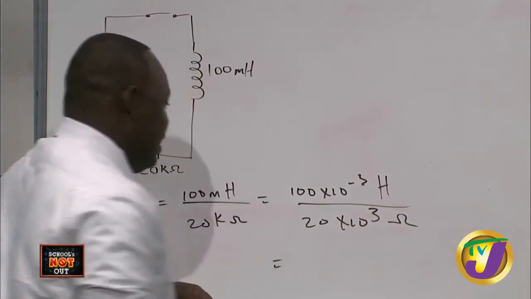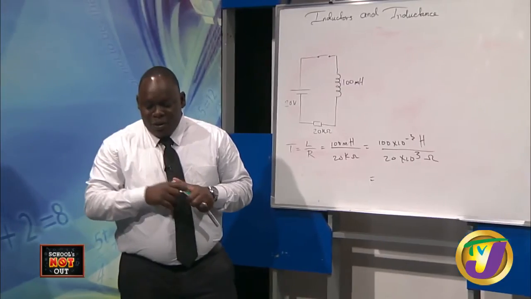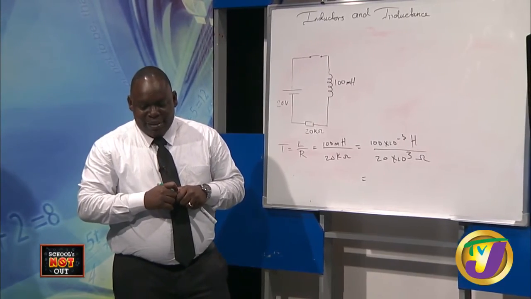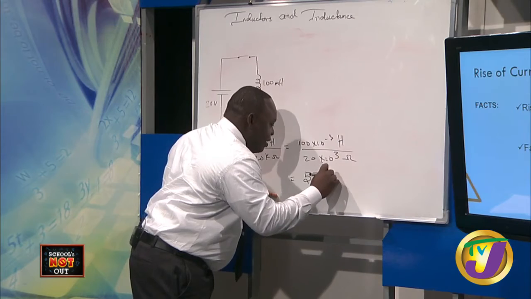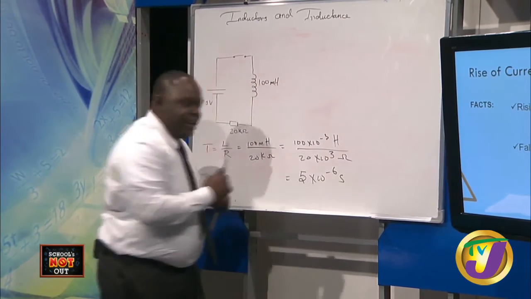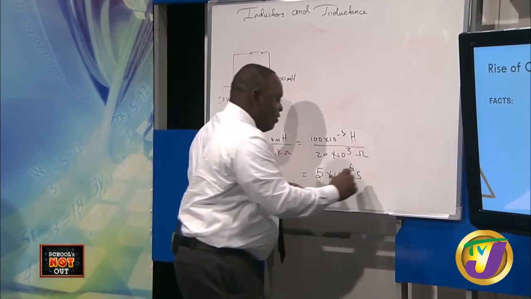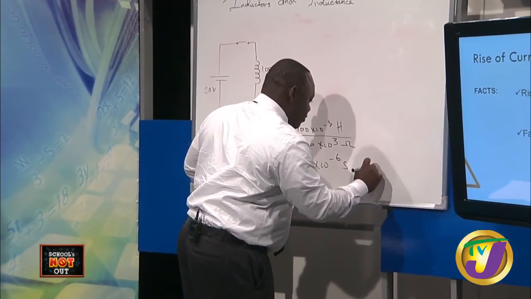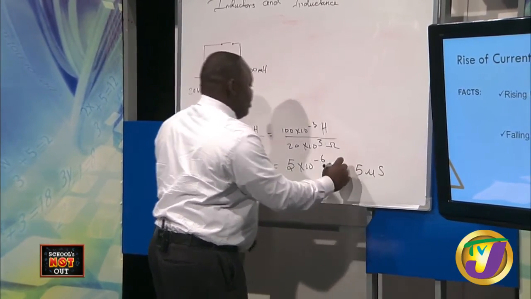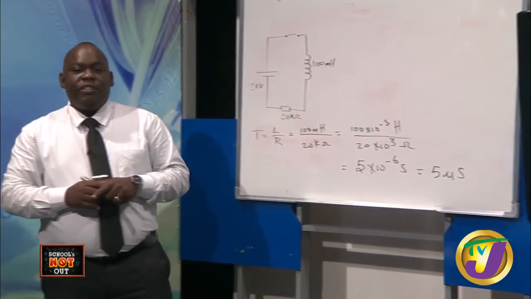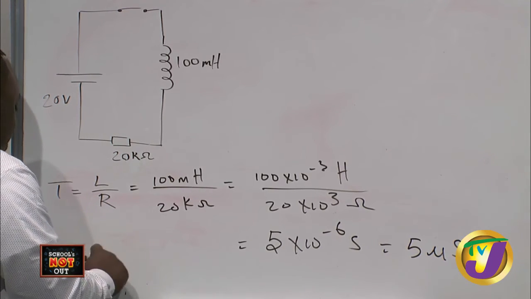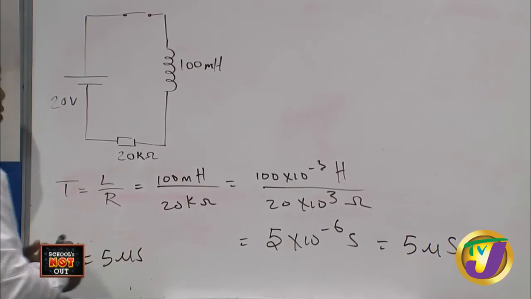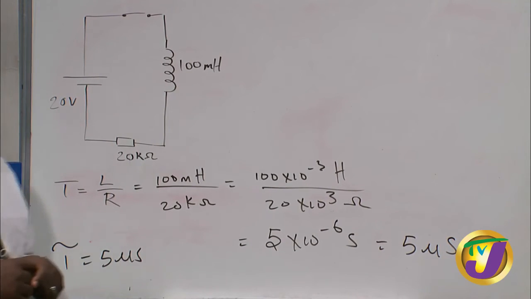Now, when you calculate all of that, students, what did you get for your answer? Well, 5 times 10 to the negative 6 seconds. Or, if you want to use your units, it will be 5 microseconds. All right? So that is what we receive for our time constant. Our time constant for this circuit is 5 microseconds.